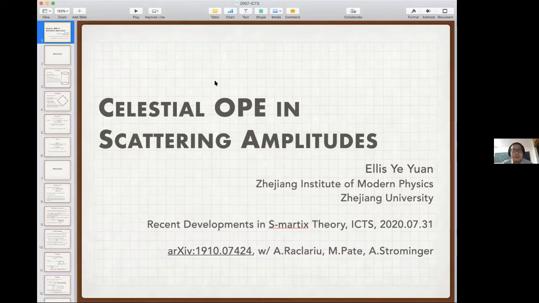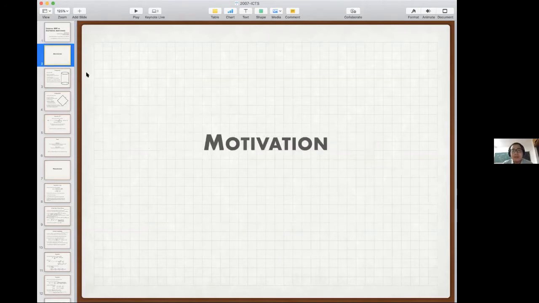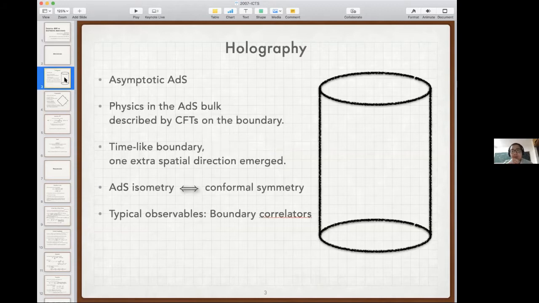Or in other words, I'm going to study the OPE between celestial operators, which arise from a certain transformation of the ordinary scattering amplitude that we talk about. To start with, let me begin with a little bit of motivation. So the motivation for me is to look for a certain kind of holography.